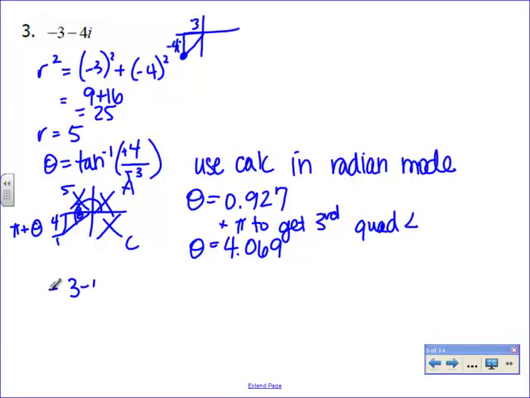And then I use my r and my theta to rewrite the standard form in trig form. So negative 3 minus 4i equals 5 times the cosine of 4.069 plus i sine of 4.069.